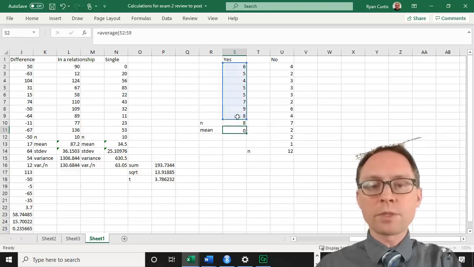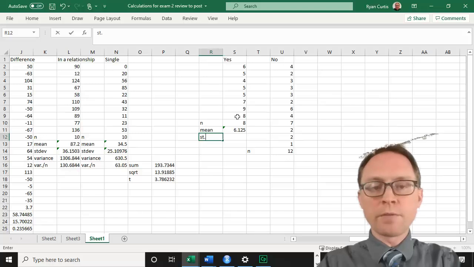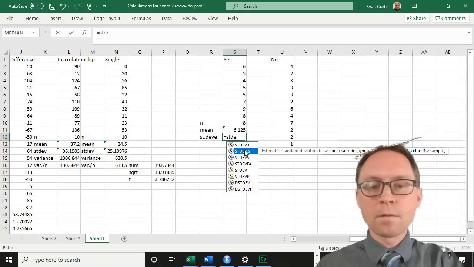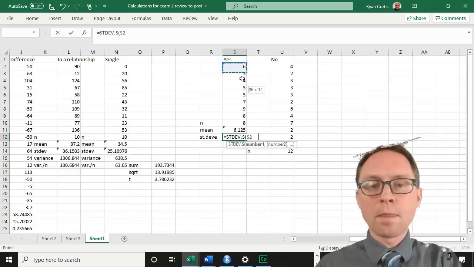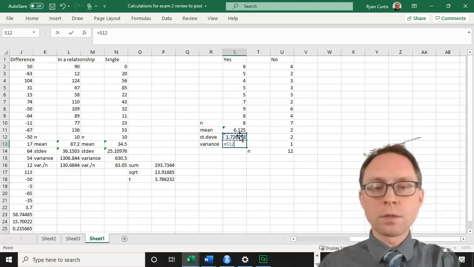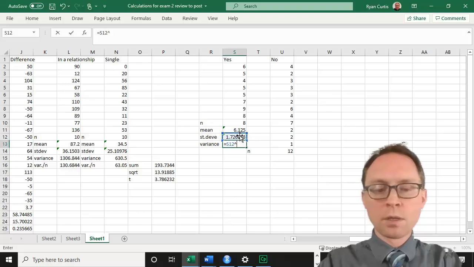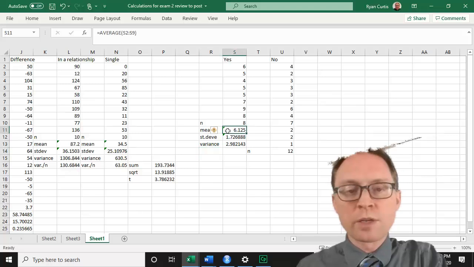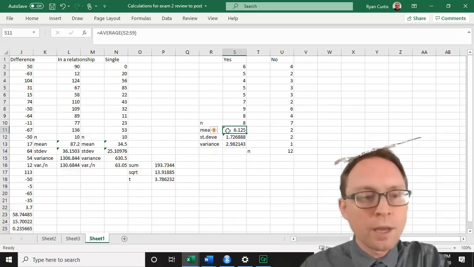The mean for this group, the standard deviation, and the variance, which equals the standard deviation squared. Good. Let's just make sure I check this. I didn't do a problem. Yeah, that's good. Looking good.